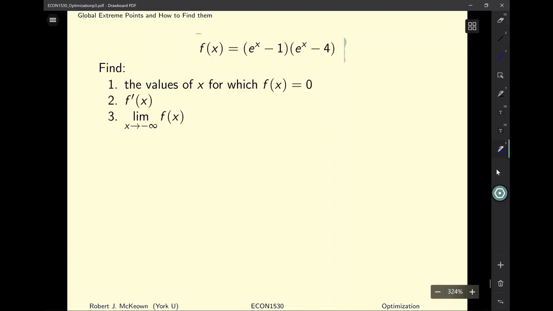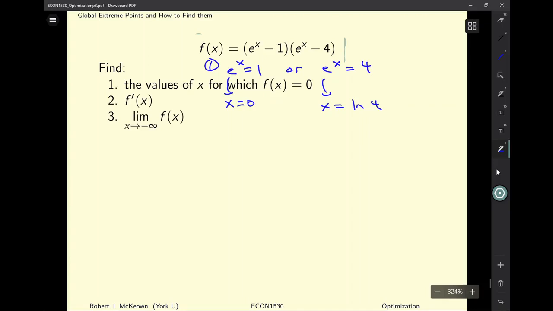It looks like this thing will be equal to 0 if e to the x is equal to 1 or e to the x is equal to 4. And this one implies that x is equal to 0. When x is equal to 0, that thing's 0. And this one is a little bit trickier, and we need to take the log of both sides. When we take the log of both sides, we get x is equal to the log of 4.